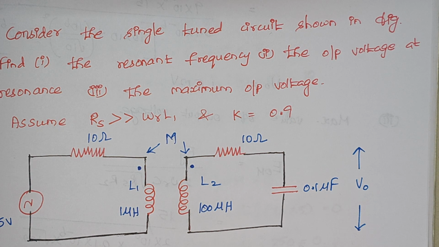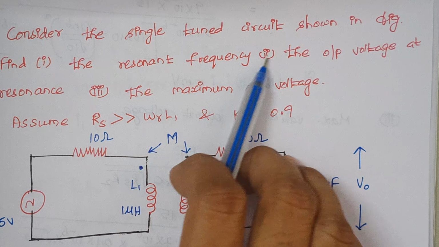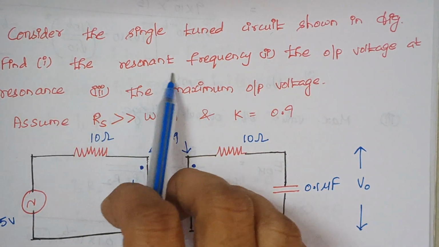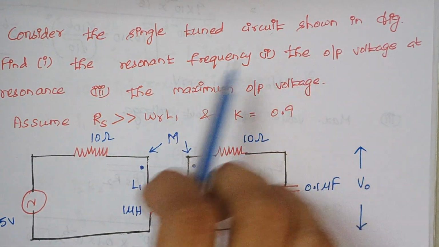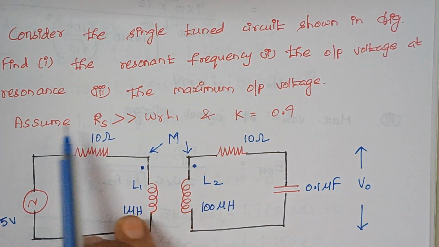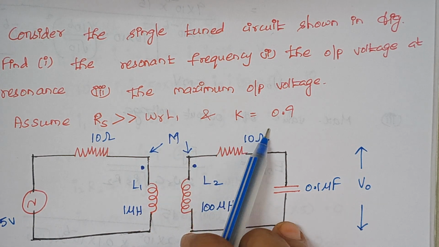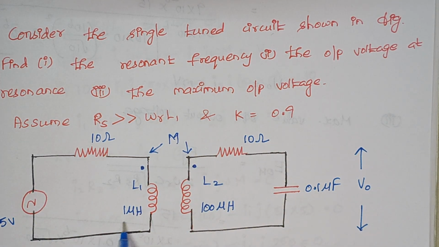Today we are going to solve problems related with tuned circuit. So here the problem is: consider the single tuned circuit shown in figure. Find the resonant frequency, the output voltage at resonance and the maximum output voltage. Here assume Rs is greater than omega RL1 and the value of K is equal to 0.9. So this is the given circuit diagram, right?